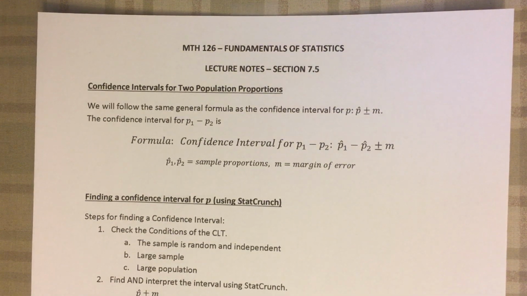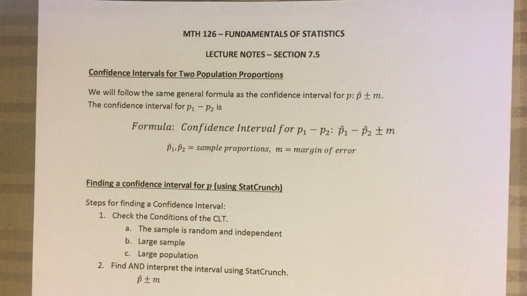We are going to continue with the next couple of problems in section 7.5 of not just interpreting our confidence intervals for two population proportions, but actually finding them as well. We can find our confidence intervals in the same method that we did in the previous section, where we check our conditions of the central limit theorem, find our standard error, find the margin of error, and then find and interpret the interval, all working through values by hand. We are not going to work through these problems by hand. We are simply going to be using Statcrunch to find our confidence intervals for these.